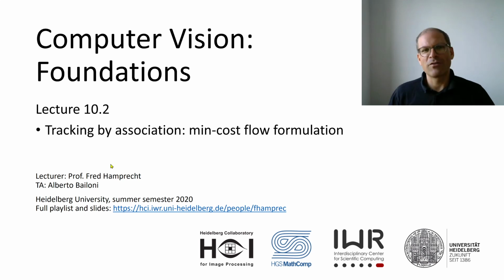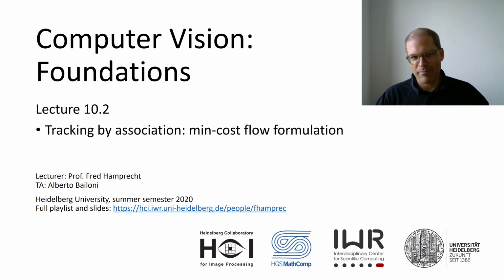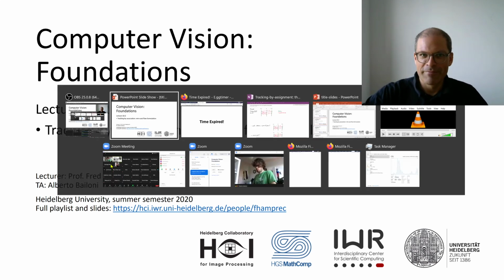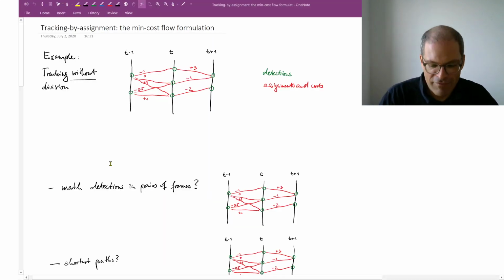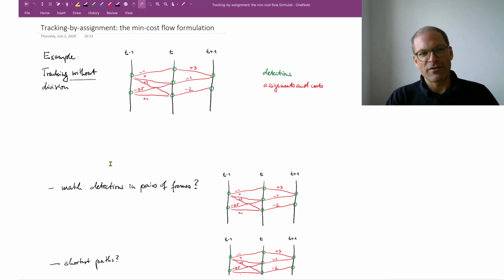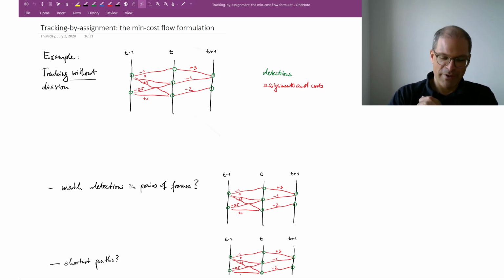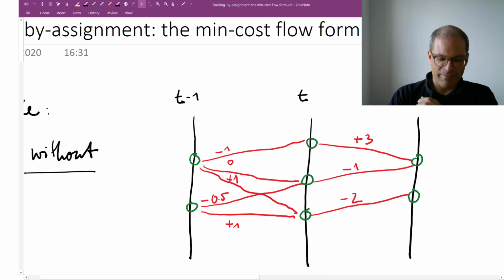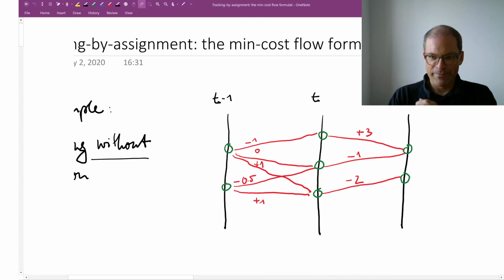Good. So now I want to talk about the mechanics of tracking by association. I have a small example for you here. We will discuss tracking without division. And everything changes if we do want to include division, then it's no longer possible to do this with a plain min-cost flow.